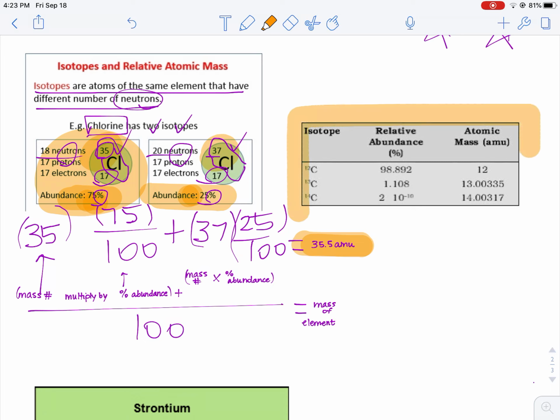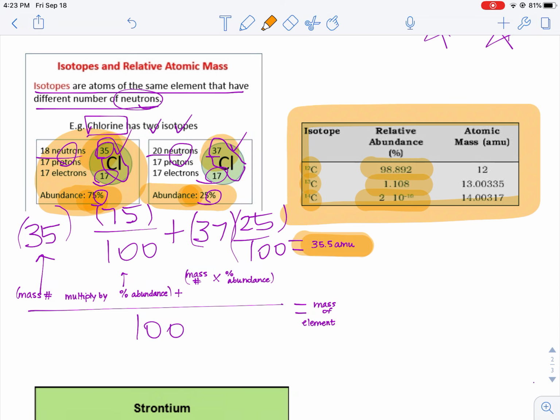Let's use that logic looking at the data for carbon. Carbon has 3 isotopes, carbon-12, carbon-13, carbon-14. In terms of the abundance, 98.892% of the time, the carbon-12 isotope exists. 1.108% of the time, the carbon-13 atom exists. And 2 times 10 to the negative 10th percent, that's really small, the carbon-14 atom exists.